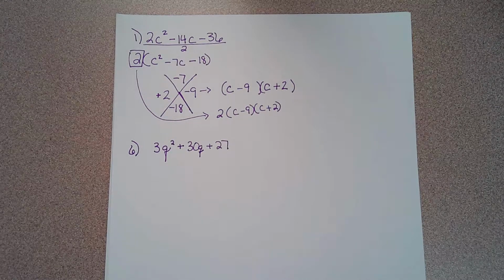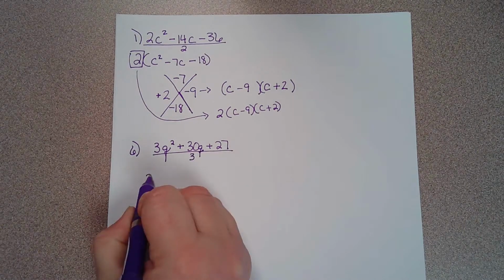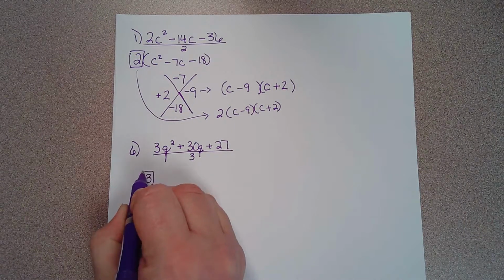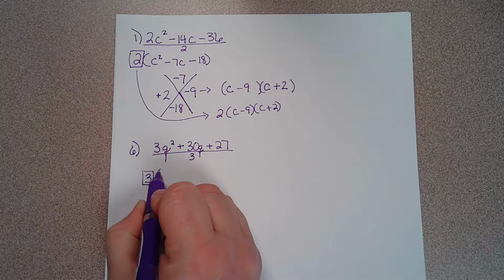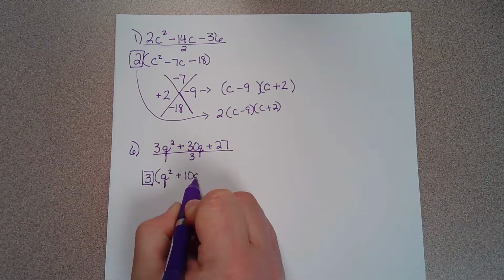So in this particular problem, we're going to ask ourselves, all right, can I take something out of all 3 of them again? Yes. What can I take out of it? A 3. Good job. So we're going to divide a 3 out of all 3 of these. And we're going to put a box around them because remember, we don't want to lose it. So this becomes q squared plus 10q plus 9.